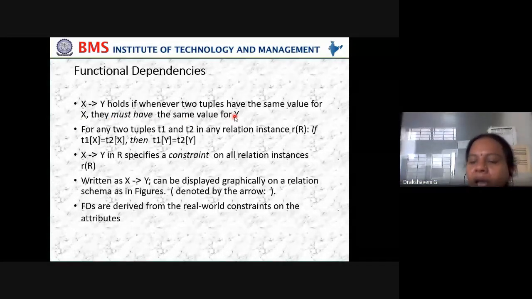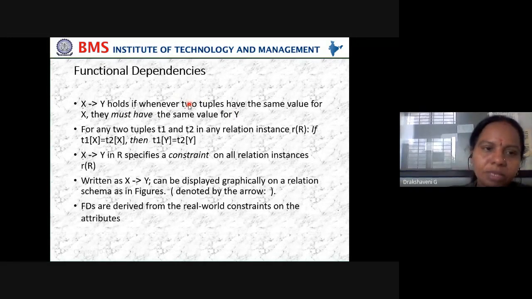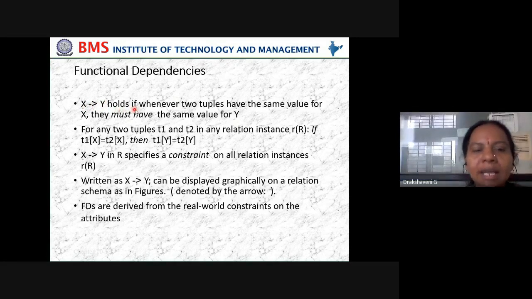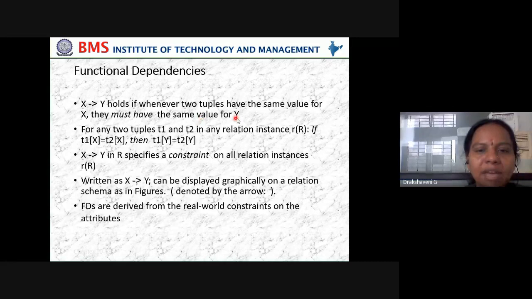Suppose Asta's first row is: Asta, third semester 31 marks, 32 second marks, 33 next marks, like this we have. If I have one more row for Asta, then I may again have the same values. So if the two values are the same, then even her USN should also be the same. That's what this means: X is functionally dependent on Y holds whenever two tuples have the same value for X, then they must have the same value for Y.